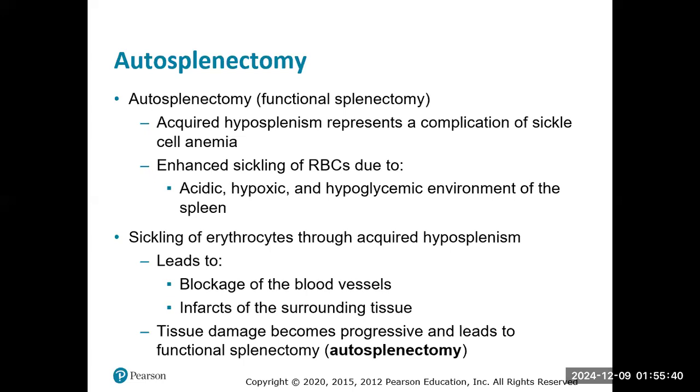And sometimes we can have what we call, so we talked about splenectomy with removing the spleen, sometimes we can have what we call autosplenectomy, where essentially there's a disease process going on and it has rendered the spleen ineffective and the spleen can't do its job. So it's essentially like you don't have a spleen, but the spleen's never been removed. Your spleen's not working because of this disease state, like sickle cell anemia.